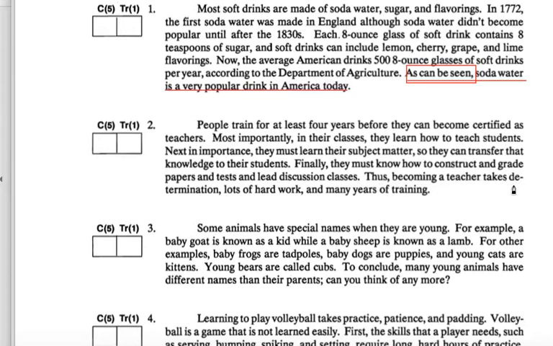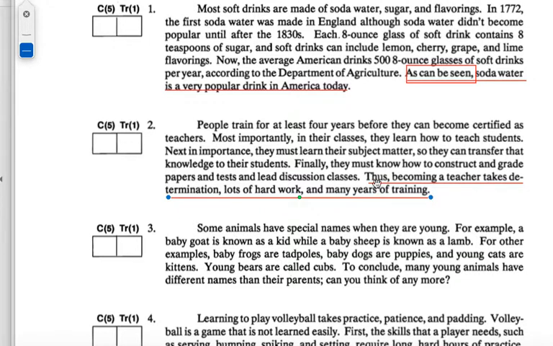Thus, becoming a teacher takes determination, lots of hard work, and many years of training. I have determination, lots of hard work, and many years of training. So these are the details that were included in the paragraph. So this would be a specific clincher sentence. Again, they want me to underline my clincher sentence. And that's always the last sentence of my paragraph. And then they want me to circle the concluding transition.